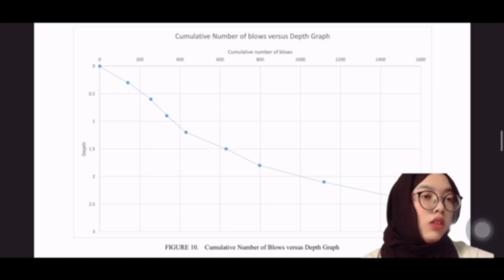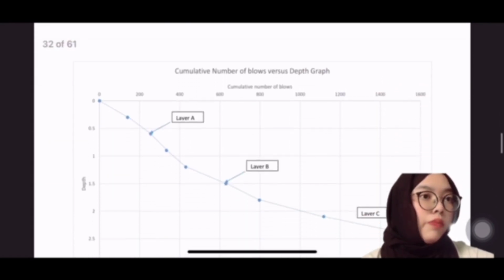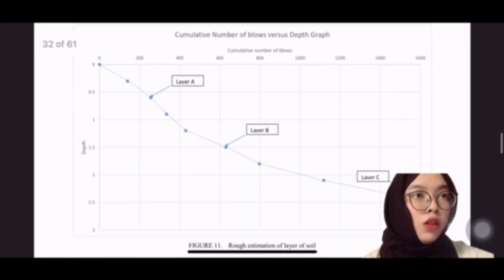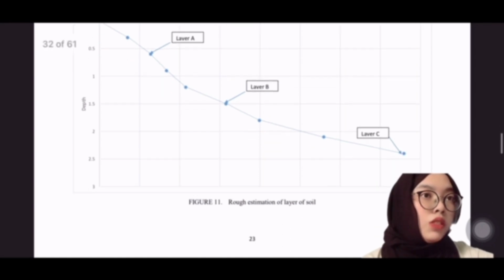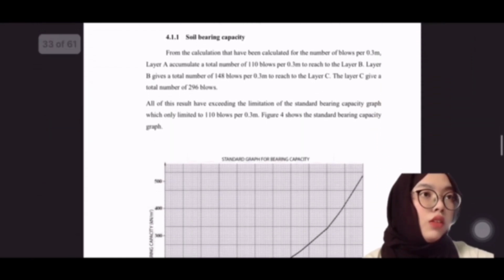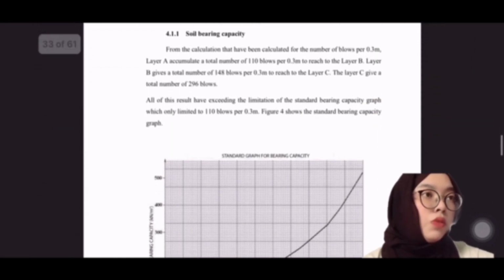And next is the graph of estimation of layer of soil. This is for layer A, layer B, and layer C. For the soil bearing capacity from the calculation, for the number of blows per 0.3 meter, layer A accumulates a total number of 110 blows per 0.3 meter to reach layer B.